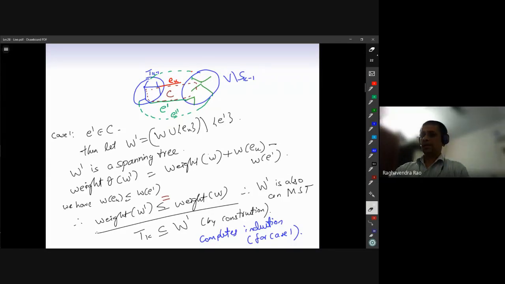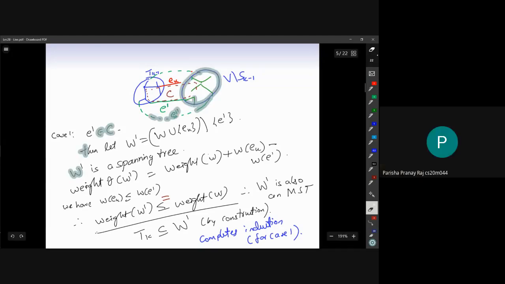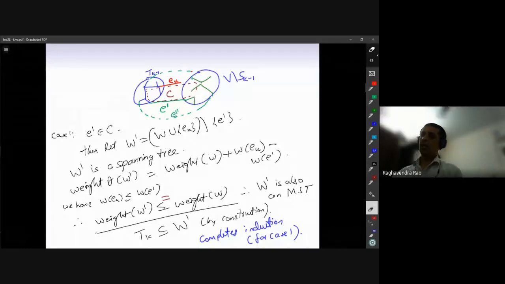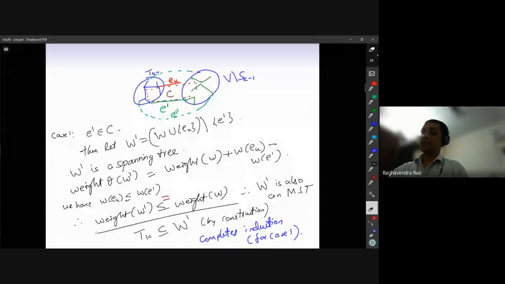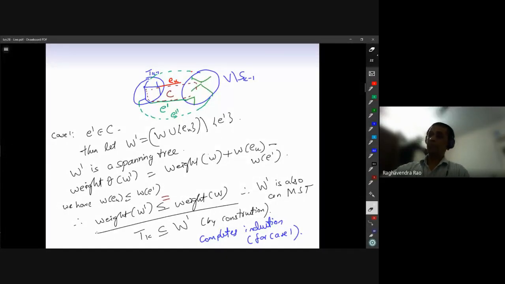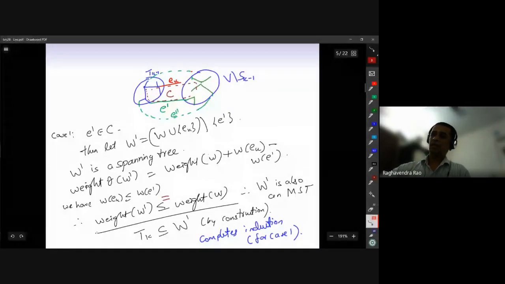See, the scenario in the best case was that E prime was the only edge across this in W. In that case, we are done. But that's not the only scenario, right? Like one of your classmates pointed out, that assumption is also equivalent to assuming that V minus Sk minus 1 is connected in W, which is not necessary in a spanning tree.